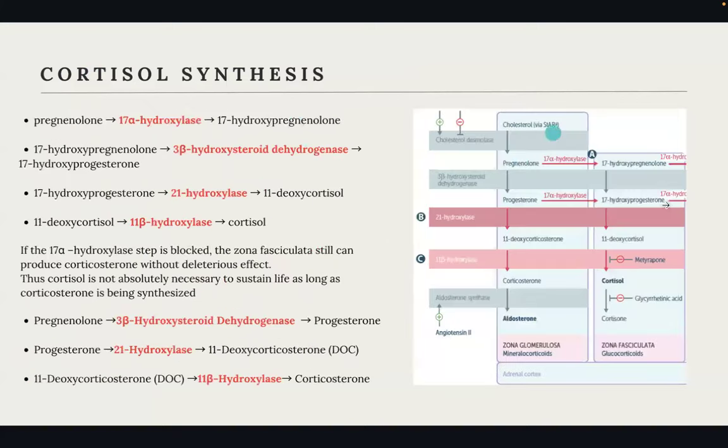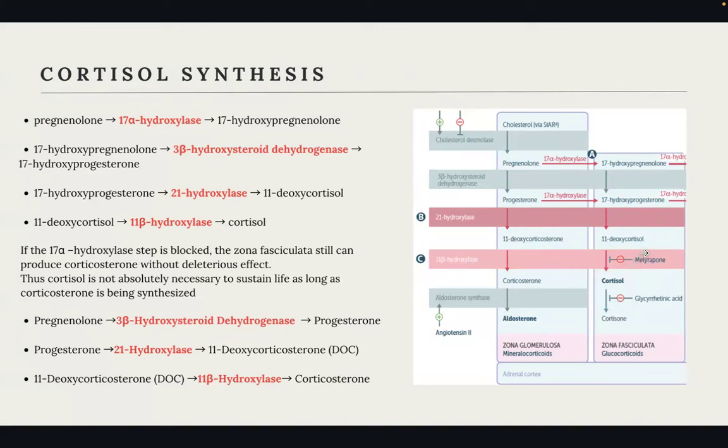Now, let's look at it here. Let's begin from here again. Cortisol, cholesterol desmolase will cleave the side chain to give me pregnenolone. Pregnenolone will then undergo, look here, this is how you read the graph, 17-alpha-hydroxylase, all right? After going through 17-alpha-hydroxylase, we have hydroxypreg. Hydroxypreg will undergo 3-beta-hydroxysteroid dehydrogenase to give me hydroxyprogesterone. 21, 11, and then 11-beta-hydroxylase is the last step to give me cortisol.